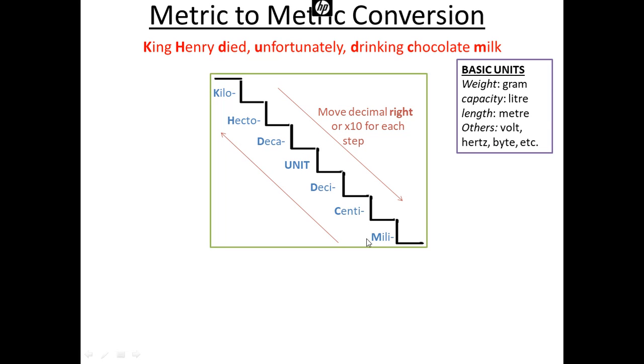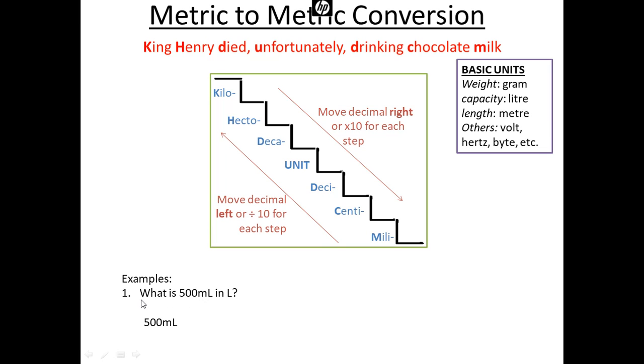On the other hand, if we're going from a smaller unit up to a larger unit, we're going to move the decimal to the left, or we could say I'm dividing by 10 for each step that I've taken. So if I'm going from centimeter to meters, I'm taking 1, 2 steps. So I'm going to be moving my decimal spot 2 over to the left.